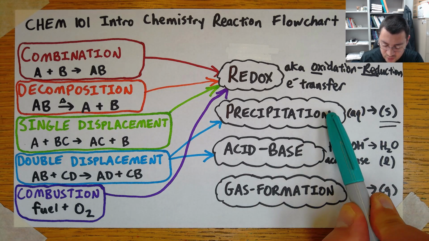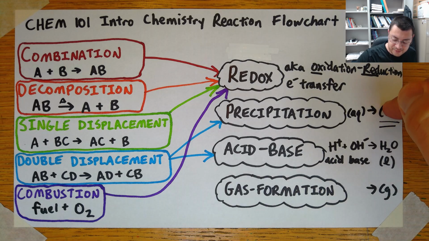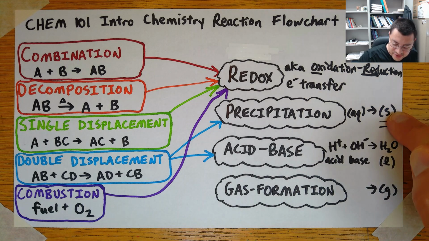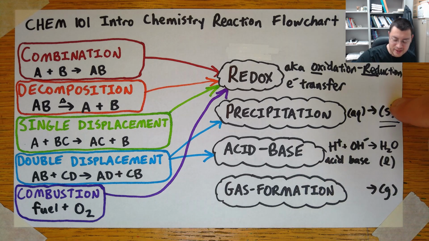Precipitation reactions are when you have aqueous ions floating around in your solution, but once they collide with each other, if you were to make a solid, that solid stays. It's irreversible. That solid is marked with an S, not with some other phase label. S stands for solid. I know some people think it stands for soluble, but S is for solid.